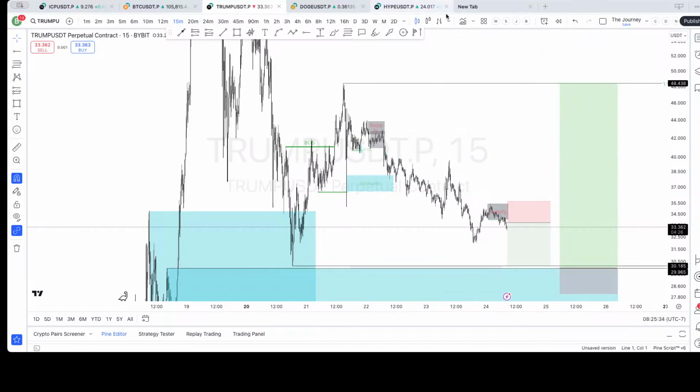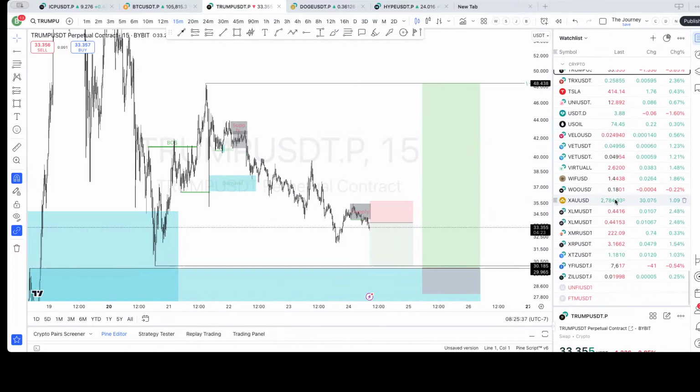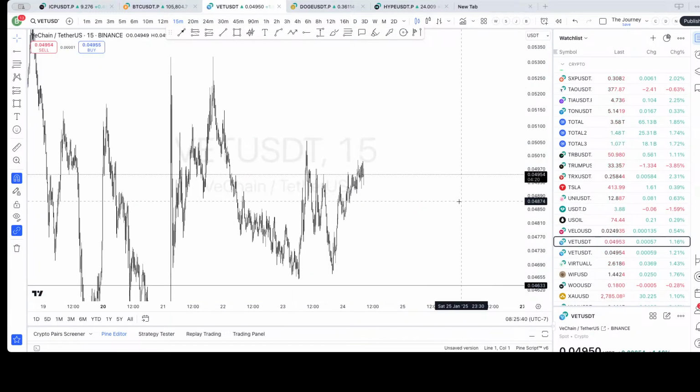All right, we'll do VeChain and we'll try and do Punky, and then I'm gonna bounce. Let's go.